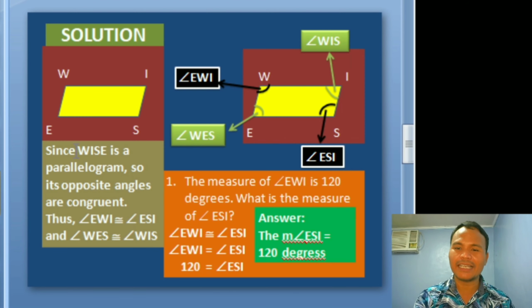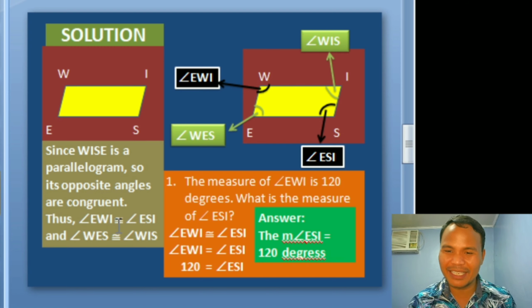Okay, so here is our solution. Since WEIS is a parallelogram, its opposite angles are congruent. Thus, angle EWI is congruent to angle ESI, and angle WES is congruent to angle WIS.